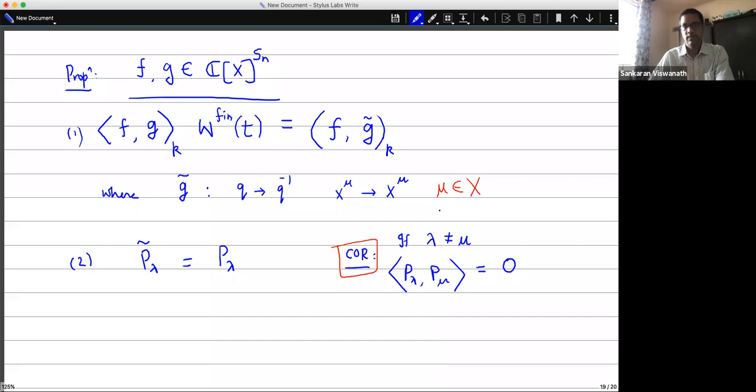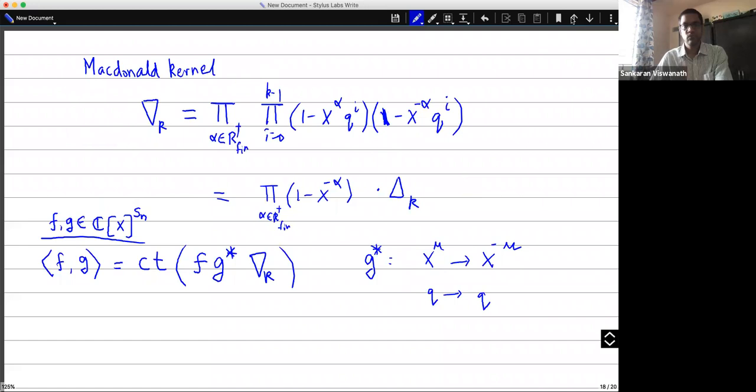So I guess Arvind didn't define it in these terms. He defined it on the power sum symmetric functions, I think. But it turns out to be equivalent to this definition. McDonald doesn't do this Q going to Q inverse business. He just takes the constant term of F and then G bar, or what we are calling G star maybe. You just map X mu's to X minus mu's, but don't do anything to the Q's, and then times this symmetric McDonald curve.